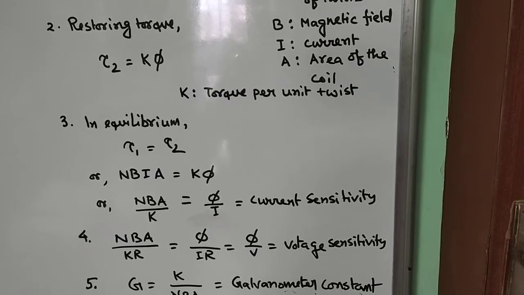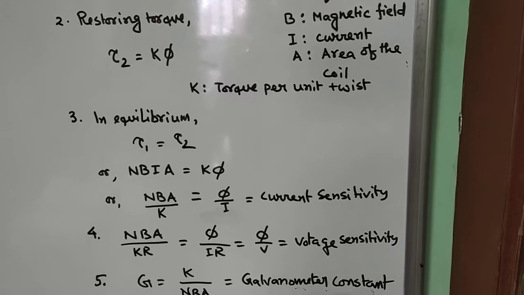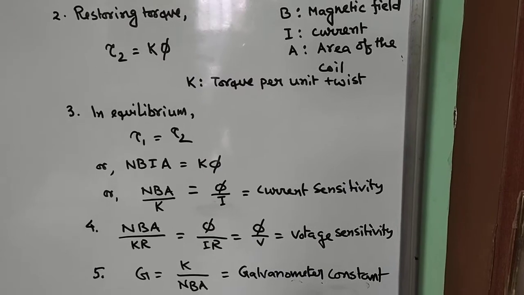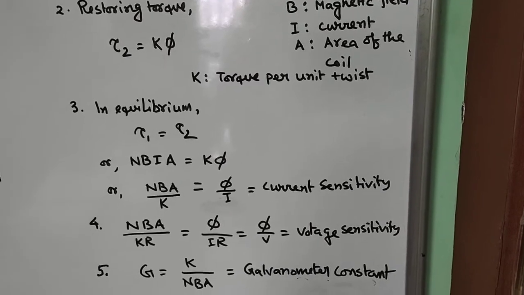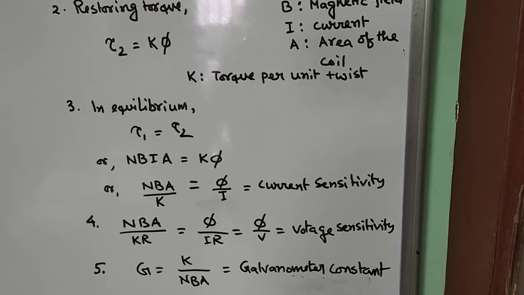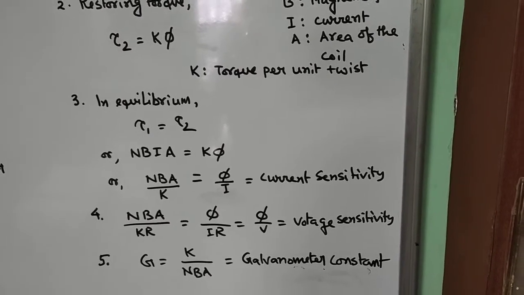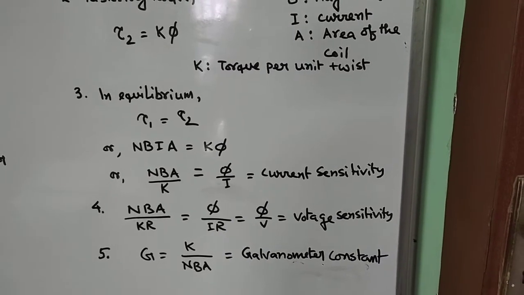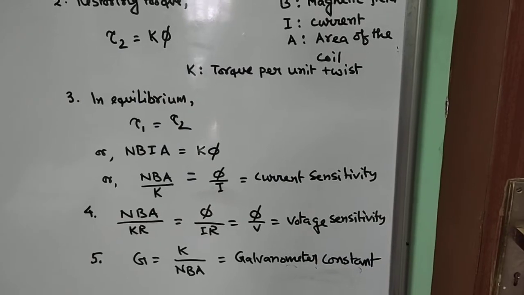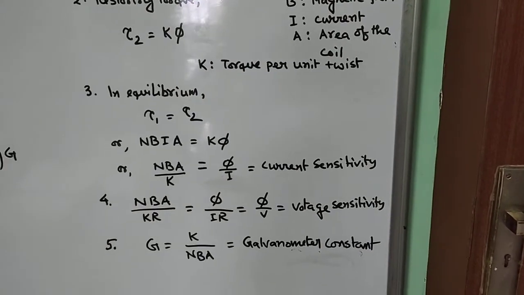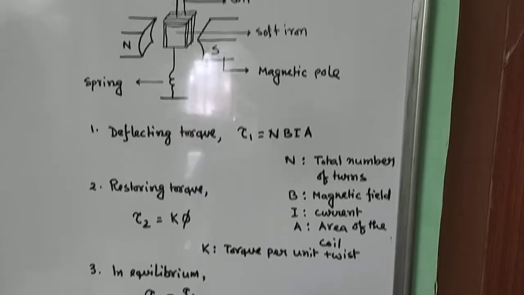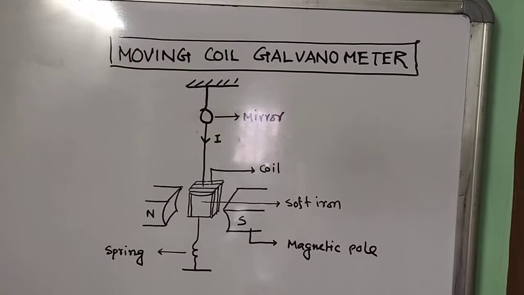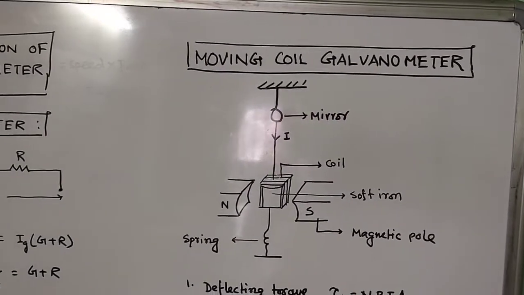Now we can get the voltage sensitivity if we multiply the denominator of the current sensitivity by capital R. R is nothing but the resistance of the coil. So NBA by kR, so phi by IR. IR is your V, so phi by V, that is your voltage sensitivity. So you can define current sensitivity and voltage sensitivity, and G is your galvanometer constant. G is nothing but k by NBA. So these are the parameters of the moving coil galvanometer. It's very simple if you have gone through the previous topic which we had discussed in the previous class.